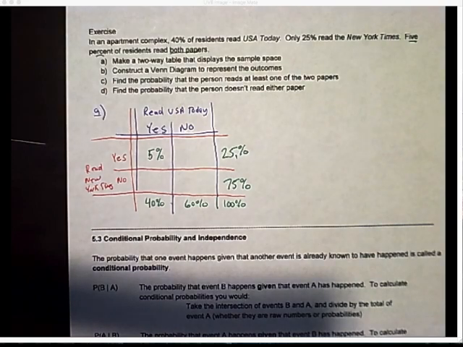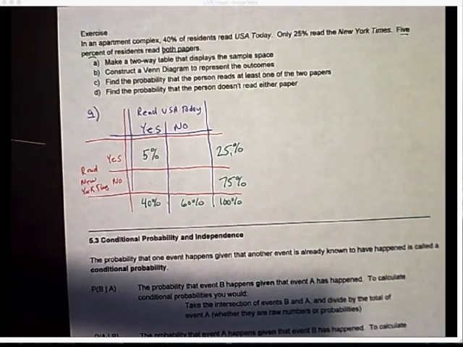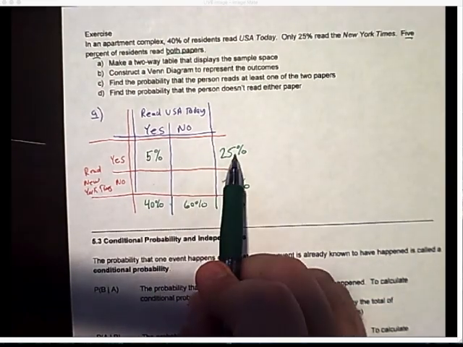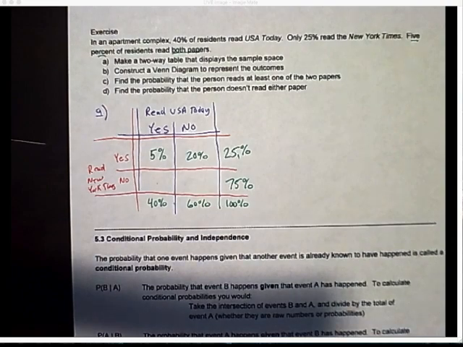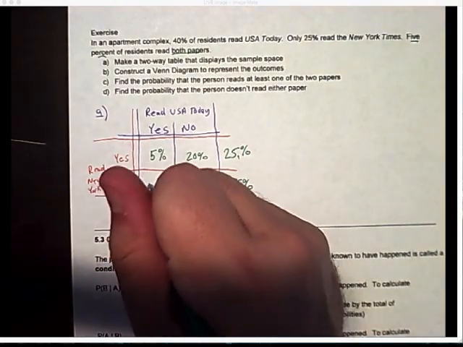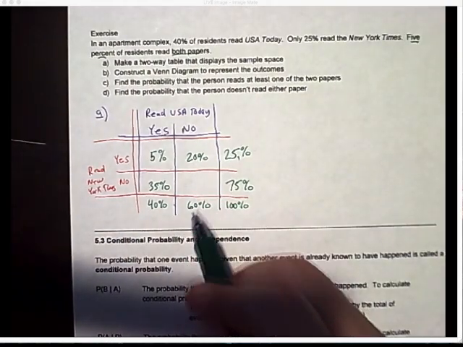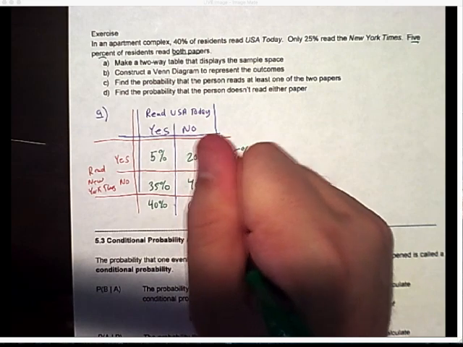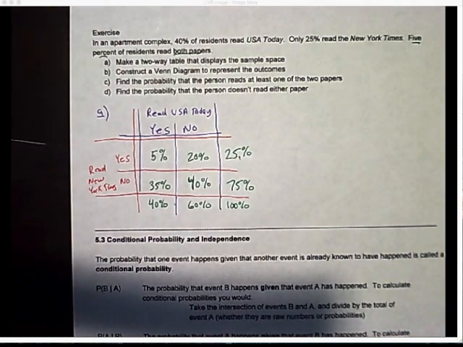And if I know that piece of information, I should be able to figure out these remaining three. Okay, 5 plus what gives me 25%? Well, 20% do. All right, 5% plus what gives me 40? That would be 35. Okay, 20 plus what gives me 60? Well, that's 40. Okay, so there's a two-way table in terms of percents, but that's okay.